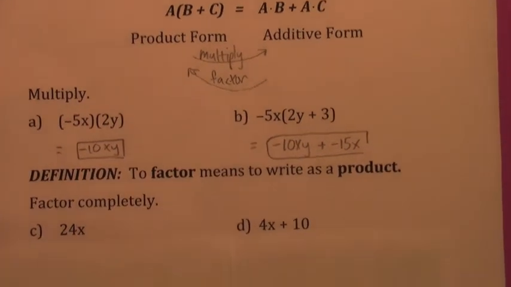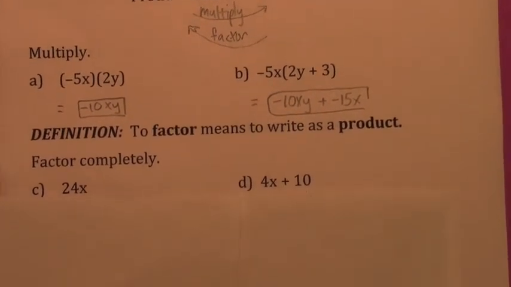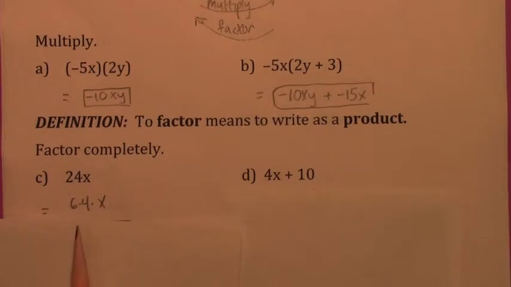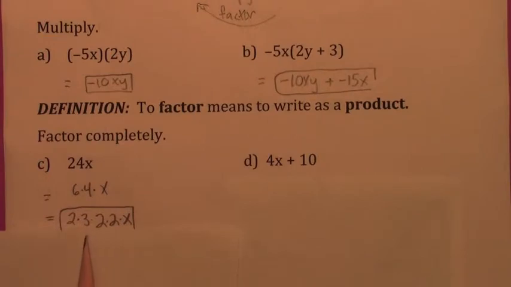So let's look at these two problems. Just as we were saying before, there's more than one way to multiply, there's more than one way to factor. On this first one, you would just use primes, and it says factor completely, so 6 times 4 times x, and then the final answer would be 2 times 3 times 2 times 2 times x. But you can't just factor this into primes. This is the sum of two terms. What you would have to do here is use the distributive law.